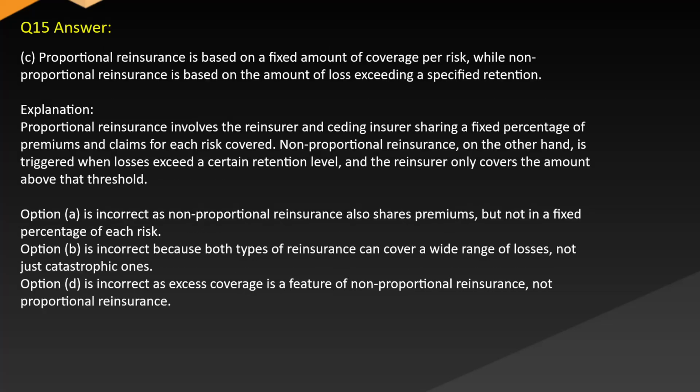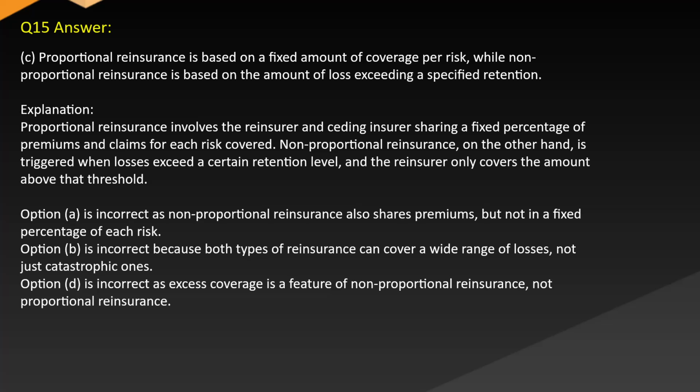Answer: C. Proportional reinsurance is based on a fixed amount of coverage per risk, while non-proportional reinsurance is based on the amount of loss exceeding a specified retention. Explanation: Proportional reinsurance involves the reinsurer and ceding insurer sharing a fixed percentage of premiums and claims for each risk covered. Non-proportional reinsurance, on the other hand, is triggered when losses exceed a certain retention level. The reinsurer only covers the amount above that threshold.